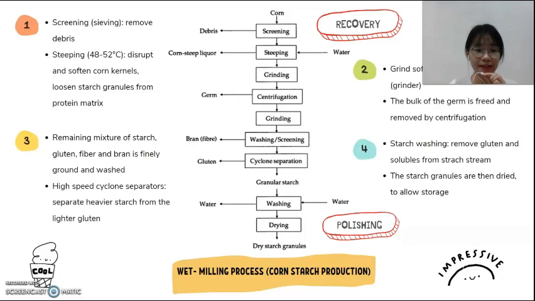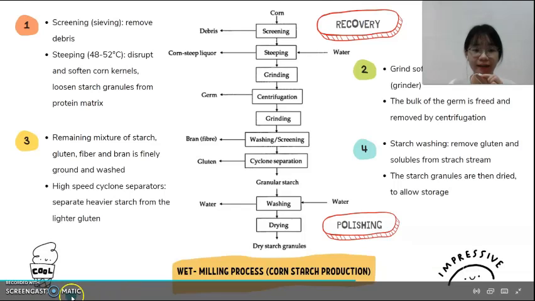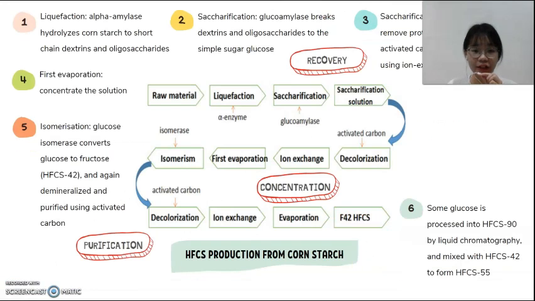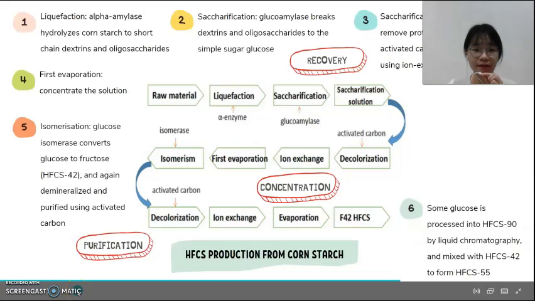Later, high-speed cyclone separators are used to separate heavier starch from the lighter gluten. Lastly, starch washing is used to remove gluten and solubles from starch stream, and the starch granules are then dried and allowed storage. Next, we proceed to the HFCS production from the cornstarch.